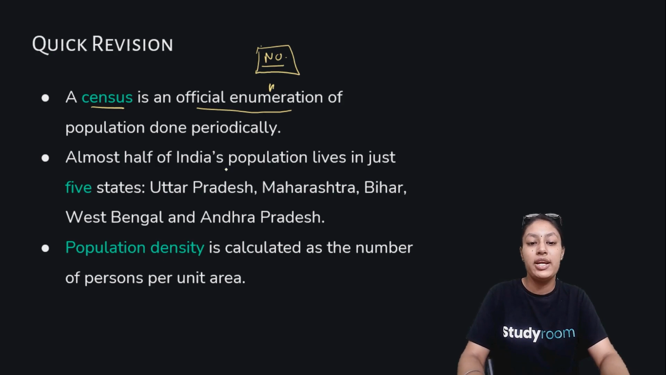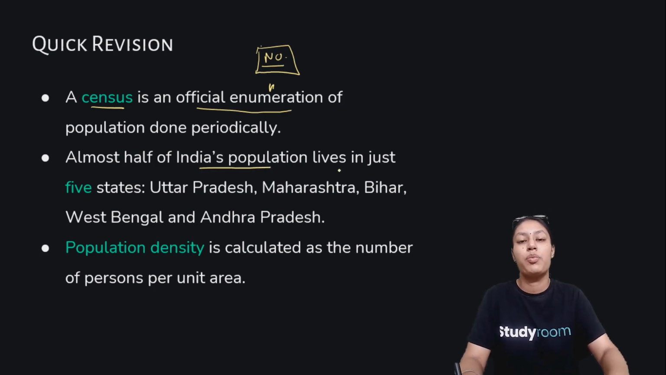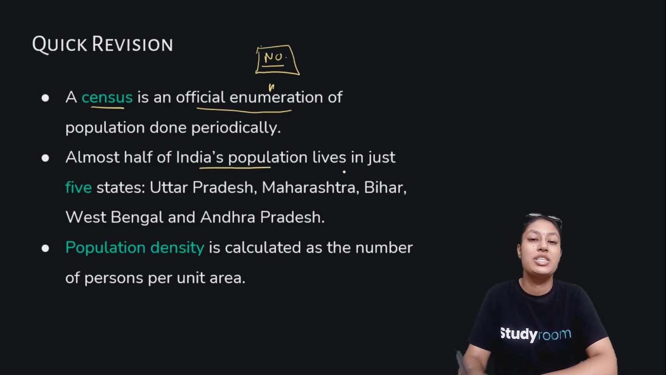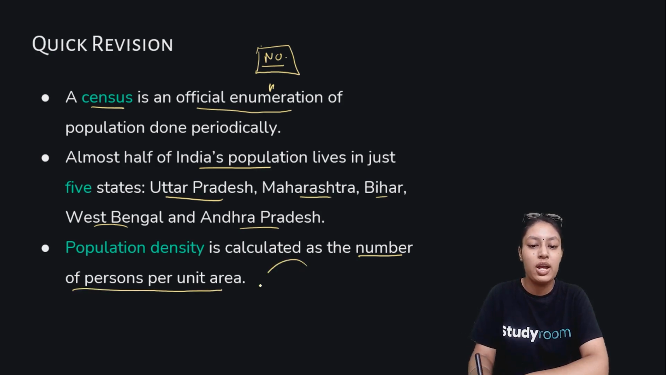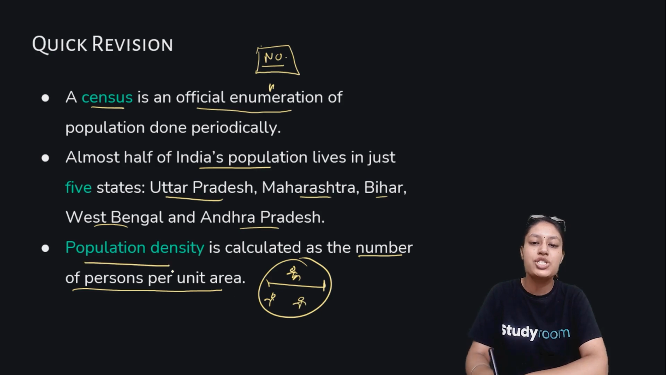Next, we talk about India's population. Half of India's population lives in five states, which are Uttar Pradesh, Maharashtra, Bihar, West Bengal, and Andhra Pradesh. Next, about population density. Population density is calculated as the number of persons per unit area. How many people are living in a particular unit of area is called population density.